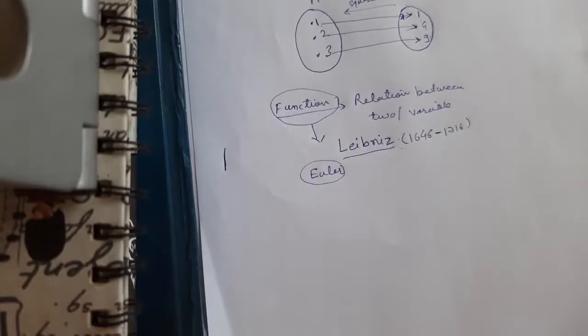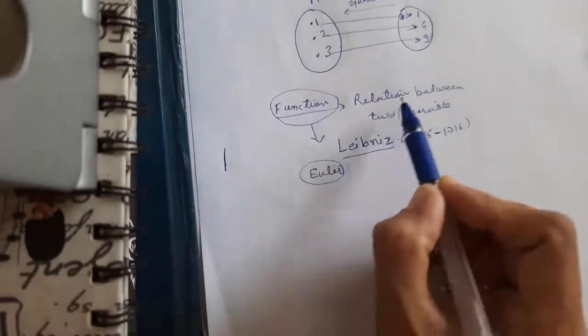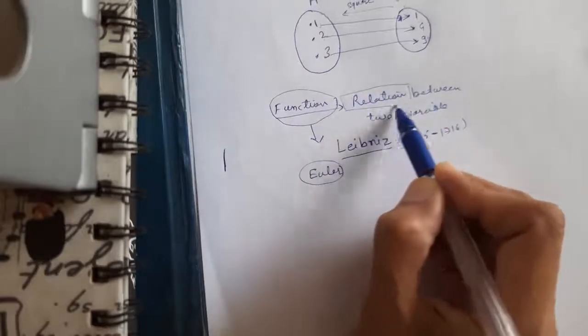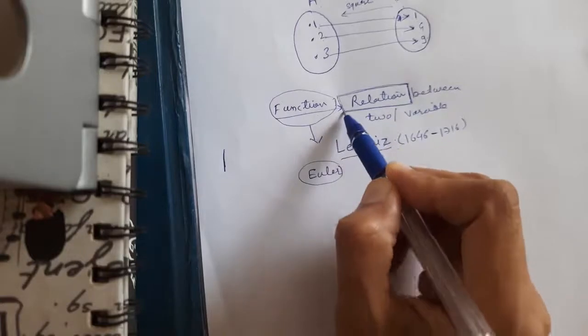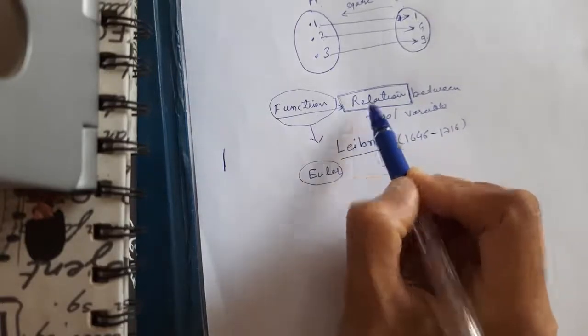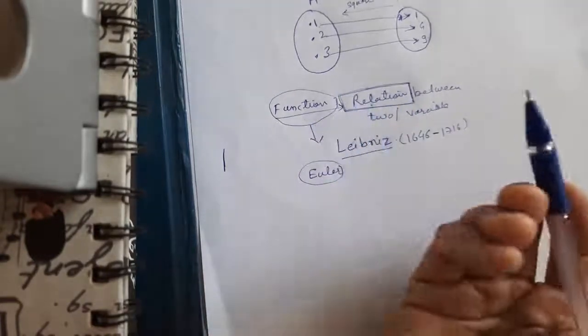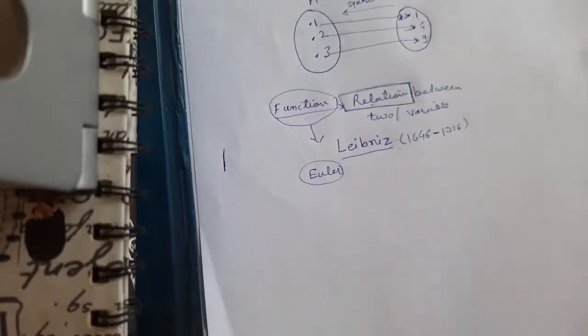Now these two variables and that relationship have some qualities. It should satisfy some conditions. Only then that relationship becomes a function. Not any relationship is a function. Now we are actually going to see this through an example.